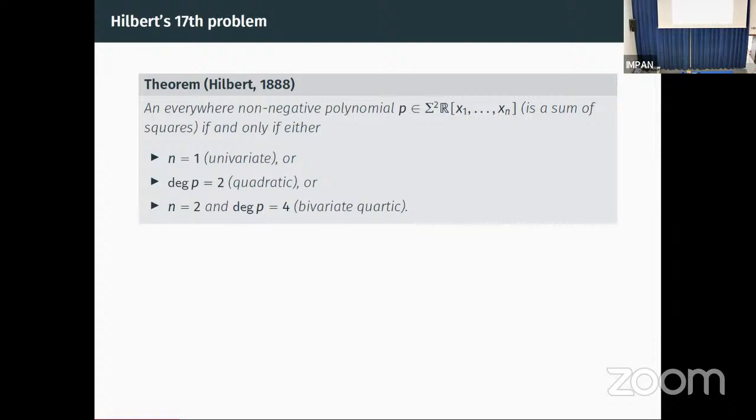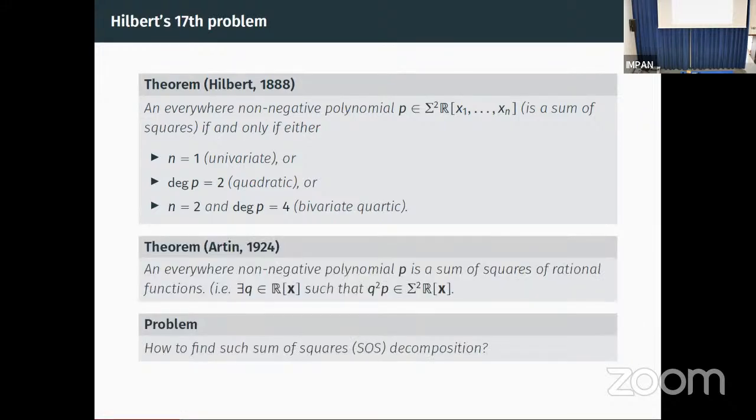It's univariate, or it's degree 2 with an arbitrary number of variables, or degree 4 and 2 variables. So degree 6 and 2 variables might not be the case. Okay, and this problem was actually solved by Artin in 1924, who basically said a nowhere negative polynomial p is a sum of squares of rational functions. This might sound really strange, because I somehow sum up rational functions squared and I get a polynomial.